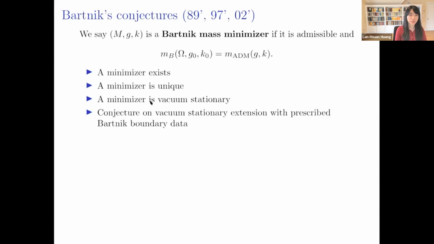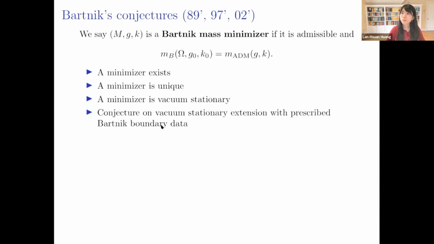He conjectured that a minimizer will be vacuum stationary. In his paper, he briefly described why he conjectured this: that's what we all know happens in the positive mass theorem and also in the Penrose inequality. The equality case is realized by either Minkowski or Schwarzschild, and they both satisfy this property. There's also a related conjecture: given Bartnik boundary data, can you find a vacuum stationary extension?